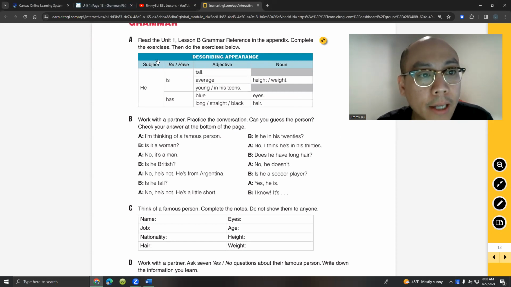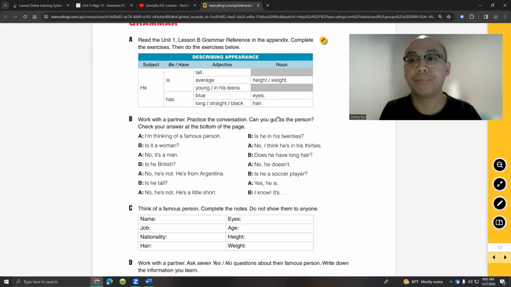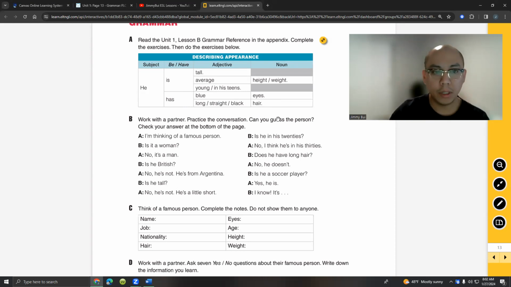Just looking at exercise A, starting here: he is tall. He is average. He is young, in his teens. He has blue eyes. He has long hair. He has straight hair. He has black hair. Okay. Looking at these sentences, I really want to spend some time explaining the structure of the sentence here and the differences.